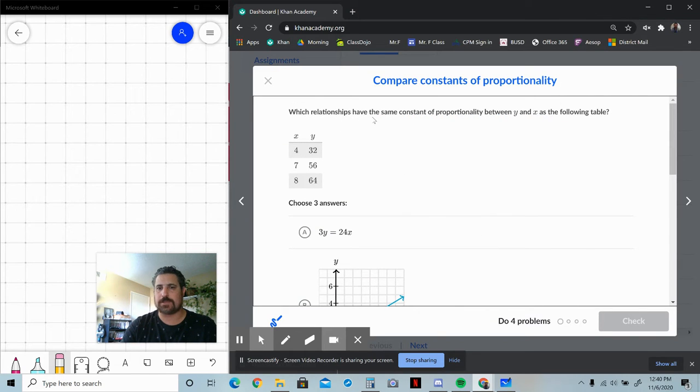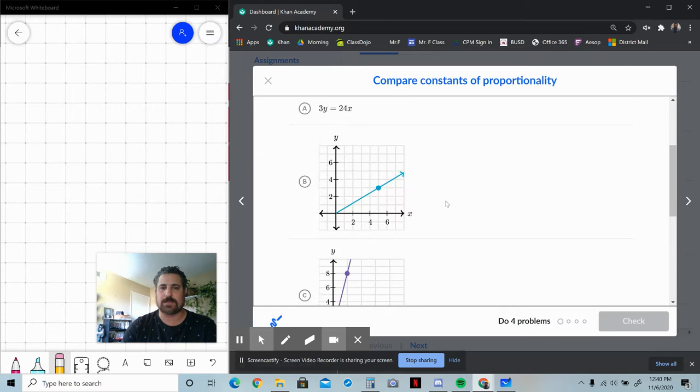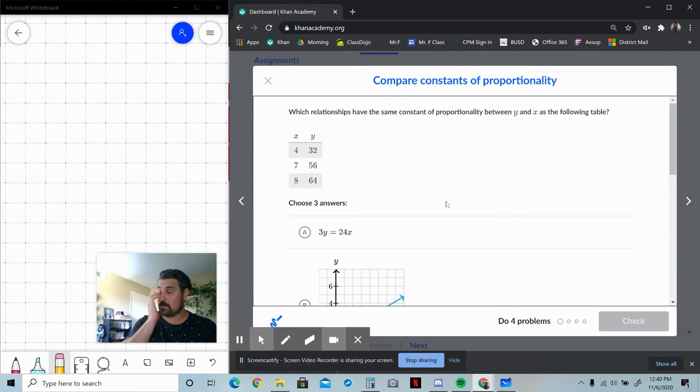So it says, which relationships have the same constants of proportionality between y and x as the following table? Okay, so basically this is kind of like when we're doing multiple representations. You can take a constant of proportionality, you can set up a ratio, you can set up a table, you can set up a graph, you can set up an equation. So let's go over that and see if I can help you out.